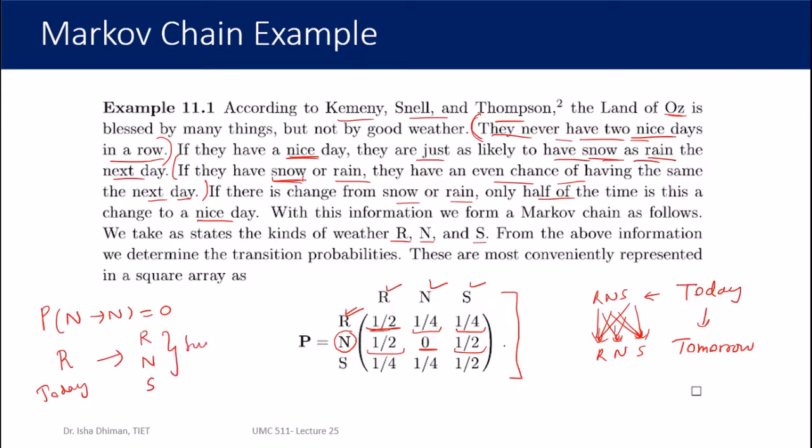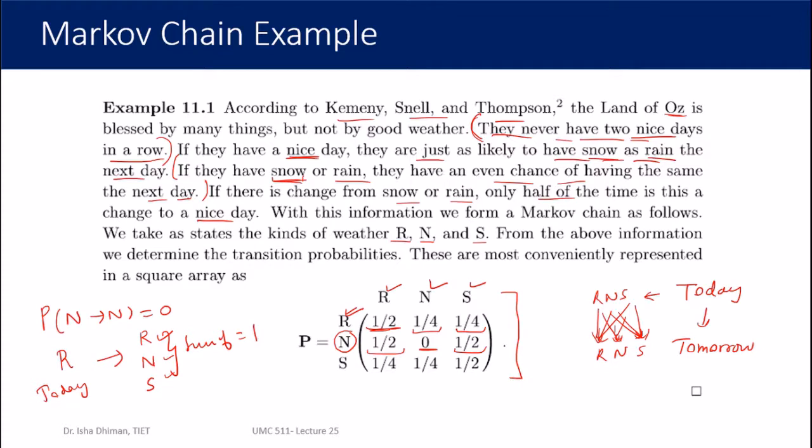But the sum of these probabilities should be equal to 1. Why should that be 1? Because exactly one of those is definitely going to happen. So the sum of the probabilities of R2R, R2N and R2S has to be equal to 1. The same is true for the other rows also. So that's a property of the transition matrix: the sum of the probabilities you have written in a row should be equal to 1.